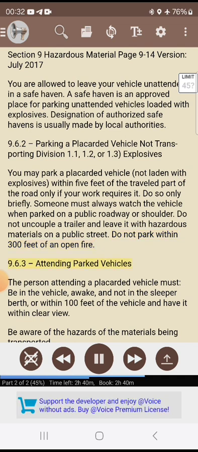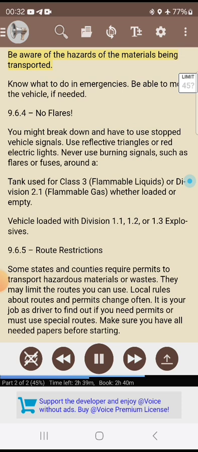9.6.3 Attending parked vehicles. The person attending a placarded vehicle must be in the vehicle, awake, and not in the sleeper berth, or within 100 feet of the vehicle and have it within clear view. Be aware of the hazards of the materials being transported. Know what to do in emergencies. Be able to move the vehicle, if needed.